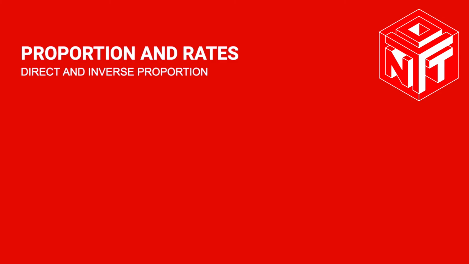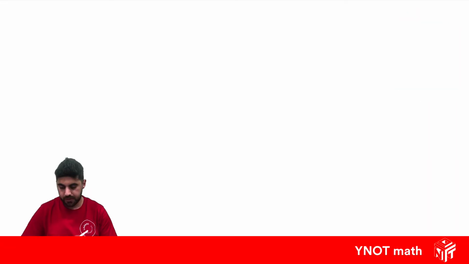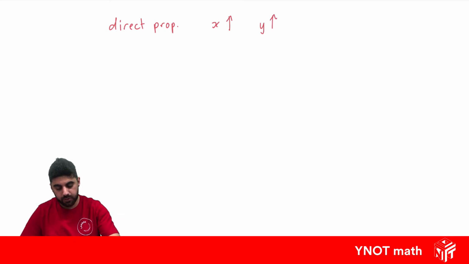Direct and inverse proportion. So two quantities are directly proportional if when one increases, the other increases. So they're in direct proportion. If, let's say, one variable is x and it's increased, the other variable, maybe y, is also increased. They'll be in direct proportion. If they're in direct proportion, they'll form a linear relationship starting from the origin.